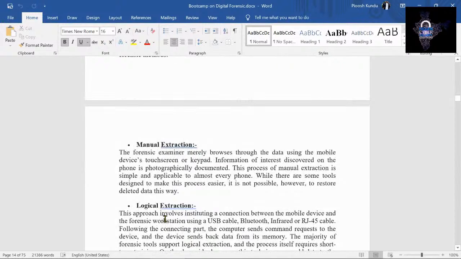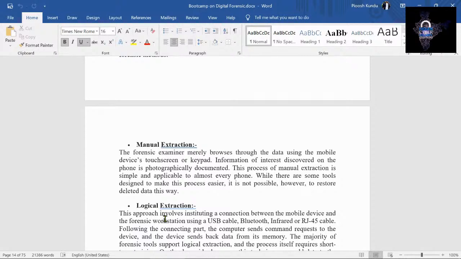The forensic examiner merely browses all the data using the mobile device's touchscreen or keypad. Information of interest discovered on the phone is photographically documented. And this process, manual extraction, is simple and applicable to almost every phone.